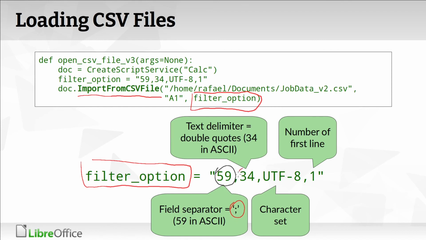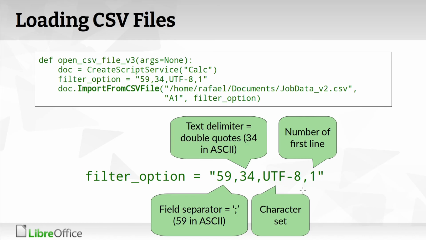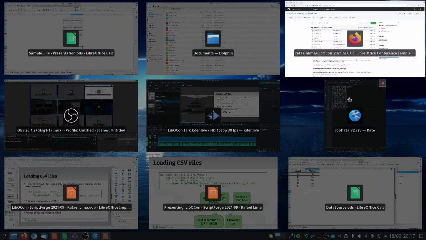Then I have here some standard values, for example, the double quotes as the text delimiter, the character set, and the number of the first line. So I am importing from the first line until the end of the document. So all records are being imported. So using these filter options, let's see what happens.